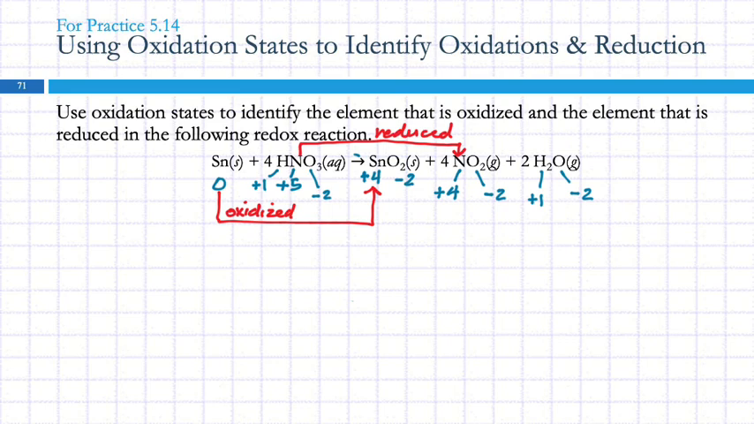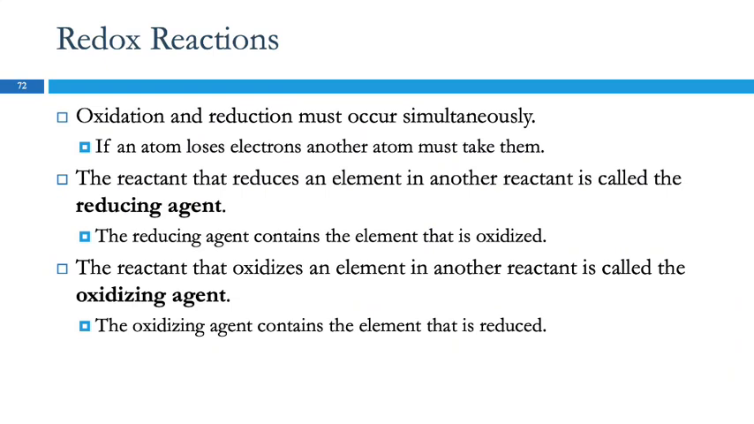Any questions? Like I mentioned before, oxidation and reduction must occur simultaneously. If an atom loses electrons, there has to be another atom to take them. There's no homeless shelter for electrons. Okay, so all that is fine, and then we throw this wrench into the works.